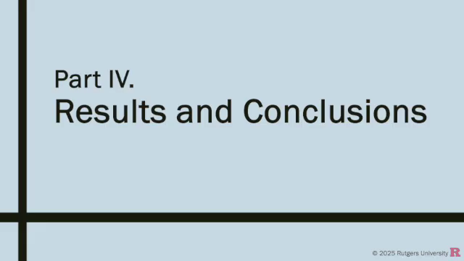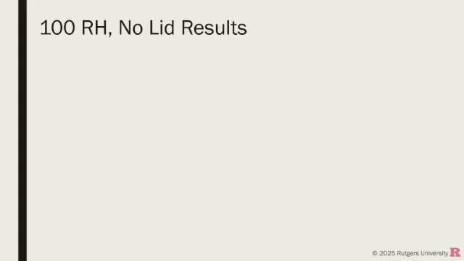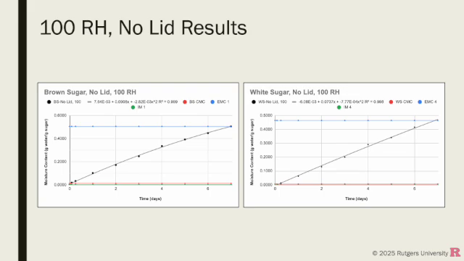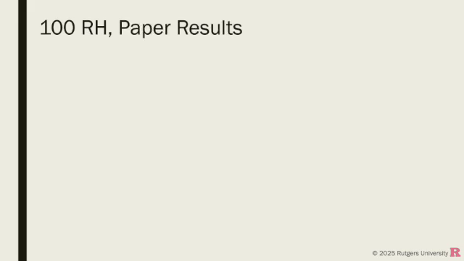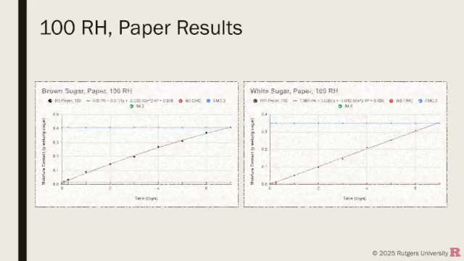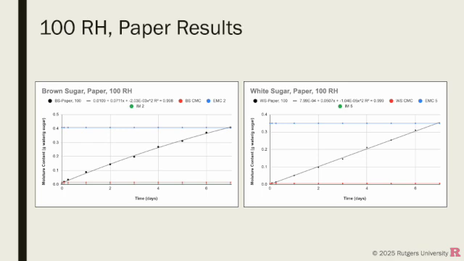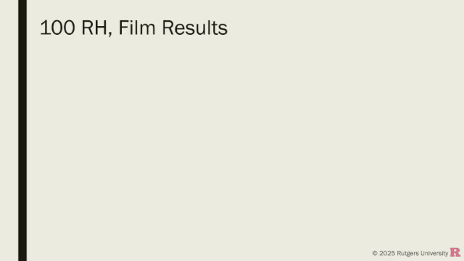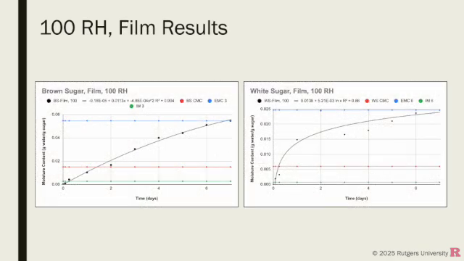Part 4, Results and Conclusions. Both the no-lid and paper samples in the 100 RH environment will be able to absorb a lot of moisture and quickly surpass the critical moisture content. However, the paper lids will still act as a barrier and lower the final moisture content of the sugar. The film, on the other hand, is very effective as a barrier, significantly reducing the rate of moisture absorption, even in the 100 RH environment.